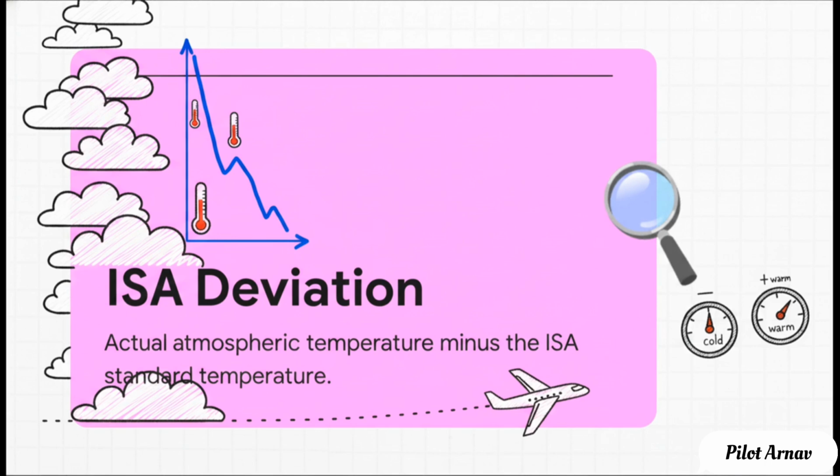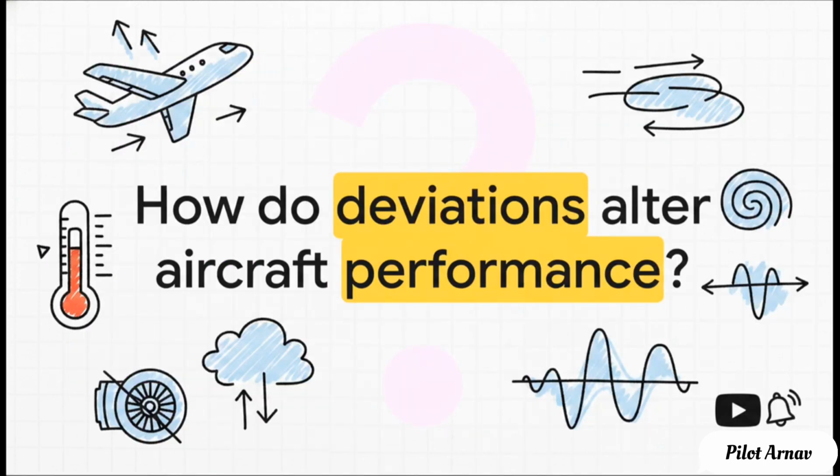So let's say you're at 1,000 feet. Standard ISA would be 13 degrees. But if the actual outside air temperature is reading 11 degrees, your ISA deviation is minus 2. That means it is 2 degrees colder than standard. Which brings us to the ultimate question to wrap things up. If the actual air density and temperature deviate drastically from ISA standards, how will that alter your aircraft's lift and thrust on your next takeoff?